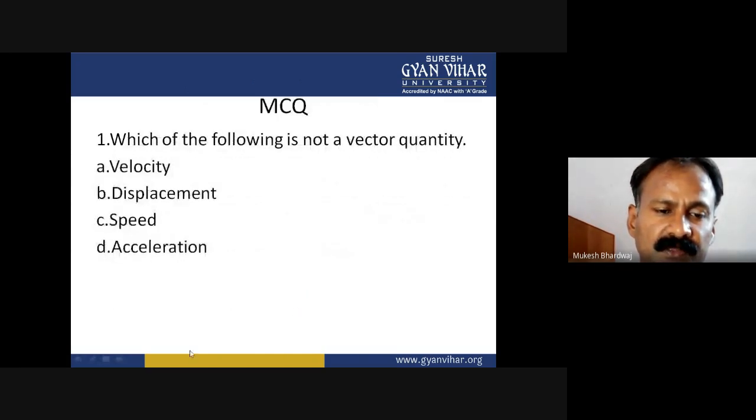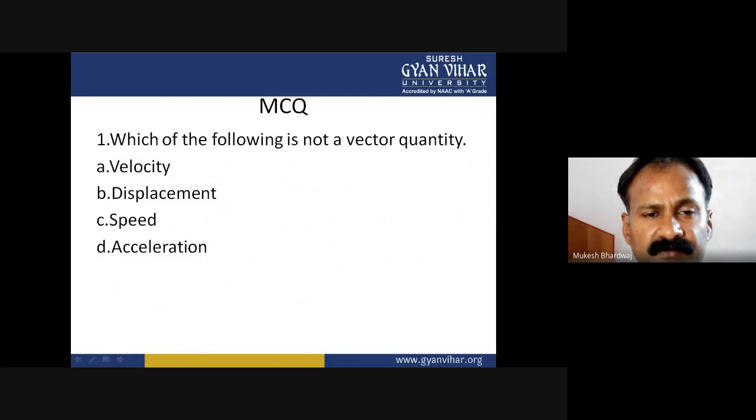Which of the following is not a vector quantity? Velocity is a vector quantity. Displacement is a vector quantity. Speed and acceleration: acceleration is a vector quantity, but speed is not a vector quantity.